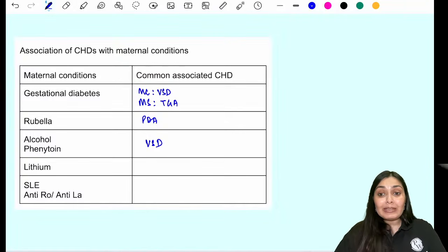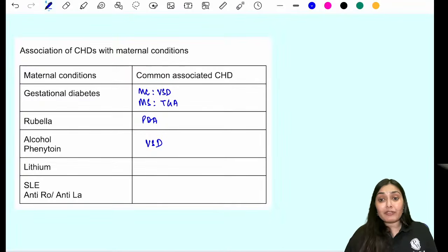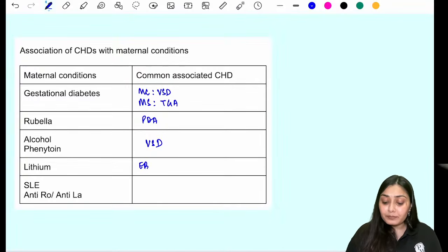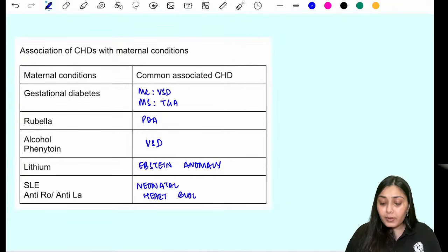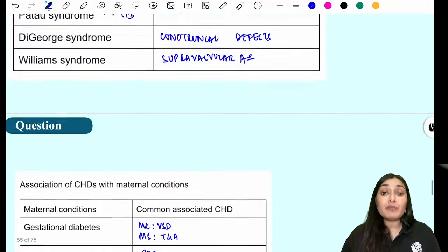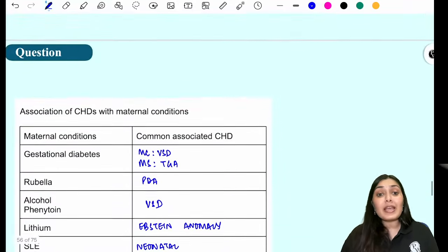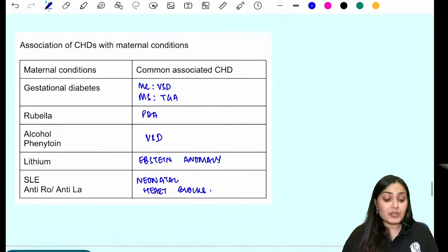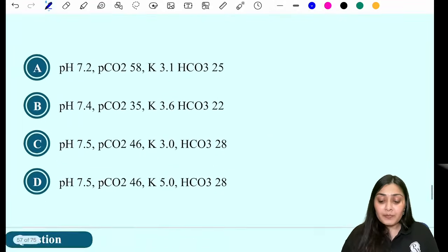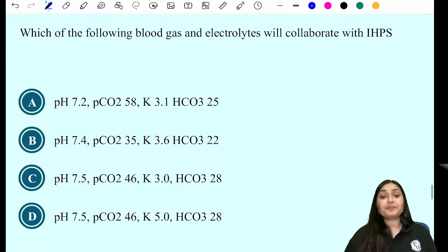If the mother is on lithium for bipolar disorder, the child can develop Ebstein anomaly. If the mother has SLE with anti-Ro antibodies, then the child can have neonatal bradycardia or heart block. So these two important tables are for your exam: commonly associated CHD with genetic syndromes and with maternal conditions. Don't forget to revise before your exams. Right, now let's move to the next question.